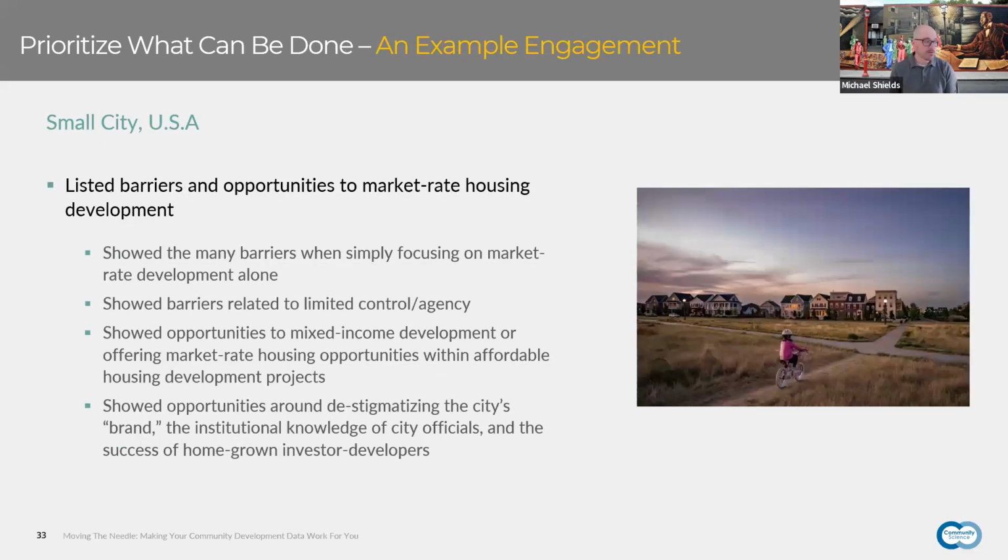So I go back to the example. We prioritized what can be done with our small city USA. We listed out the barriers and opportunities to market rate housing development. We showed them the many barriers when you're simply focusing on market rate housing in that place, and the barriers related to their limited control and agency. And we showed the opportunities of some mixed income development, some of the work they were doing around affordable housing, and the opportunity to partner and do some market rate housing alongside their affordable housing to see if some people would bite and if there was actually a market there.